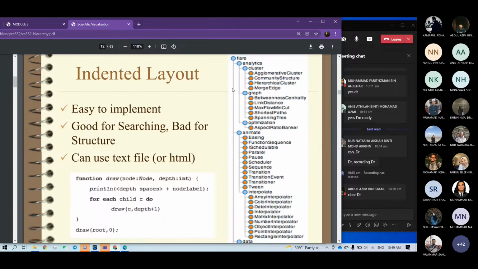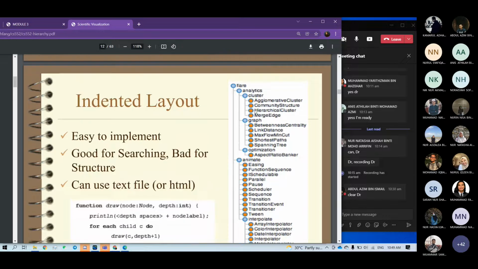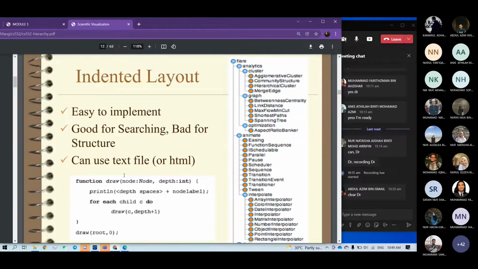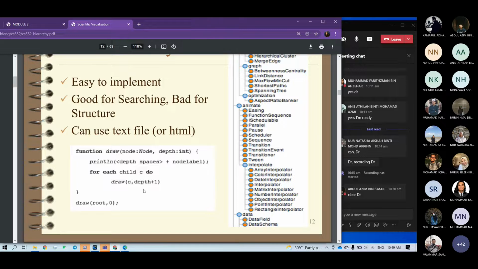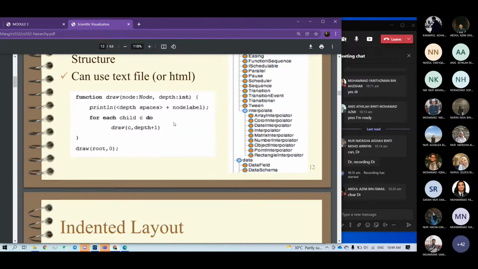Like this one, indentation. You indent. The leaf is always red, orange color. The pin. You can see here. Easy. These are added. Ours one doesn't have this. Microsoft doesn't have it. Our Explorer doesn't have this. Easy to implement, good for searching, bad for structure, can use text file. This one, easy. Right, for HTML.